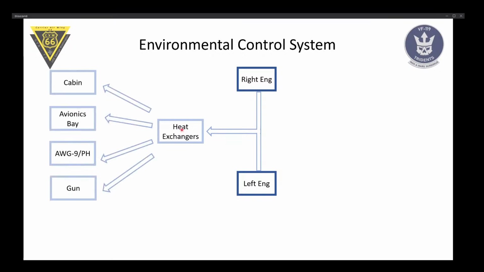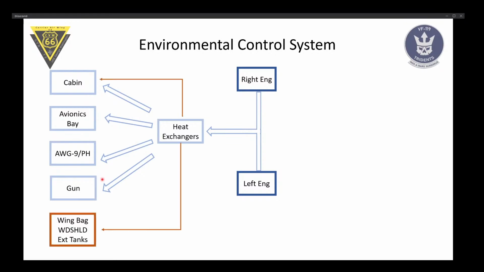cooling tasks. And from these heat exchangers, the air is distributed into the cabin for pressurization, the avionics bay for equipment cooling, the OG9, which has its own system of cooling because it is liquid cooled. So there's basically a separate cooling system for the OG9 and the Phoenix, especially the old Phoenix. They have their own cooling system. And the gun, because we have a gun gas purge system, which uses compressed air to expel gun residue gases out of the compartment.